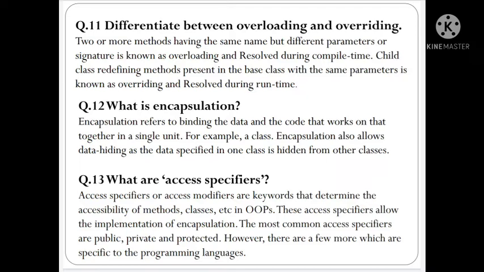What are access specifiers? Access specifiers are keywords that determine the accessibility of a method. Some access specifiers are public, private, and protected.